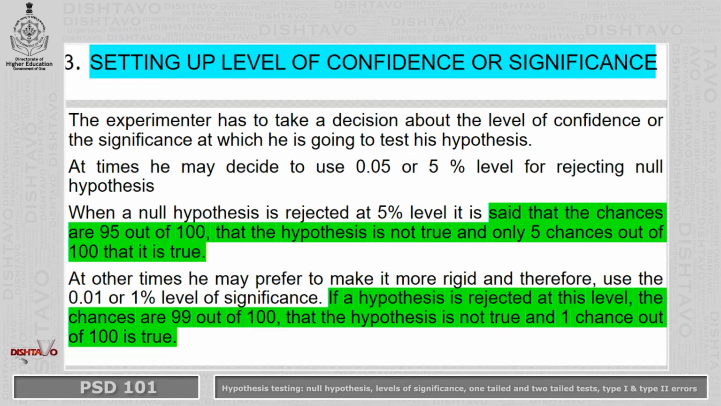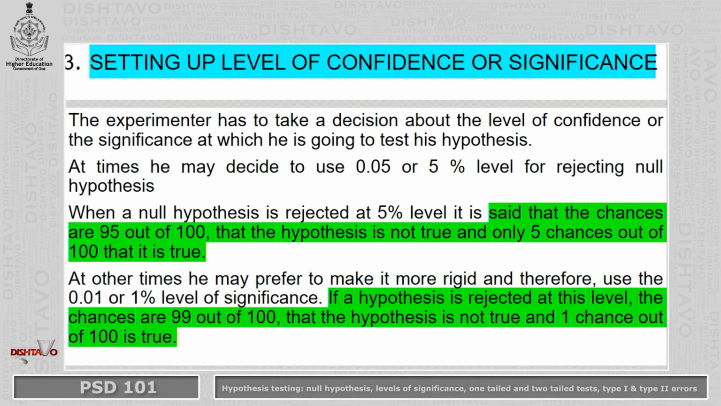Now, this simply means that when a null hypothesis is rejected at 5%, the chances are 95 out of 100 that the hypothesis is not true, and only 5 chances that the hypothesis is true. So null hypothesis refers to no difference between A and B, and when it is rejected, it means that we are expecting only 5 chances out of 100 that it is true.